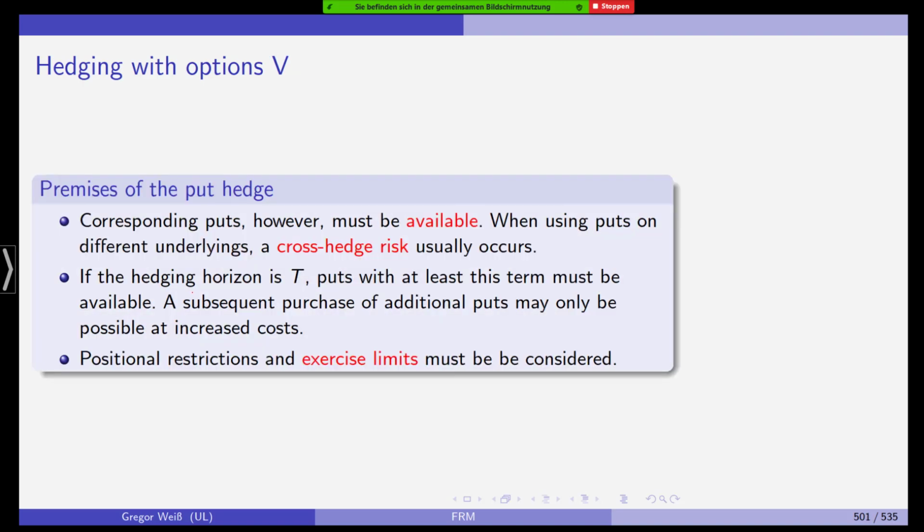What are the premises of the put hedge? You need corresponding puts. Again, if you want to hedge the stock of Daimler, you shouldn't use an option on BMW stocks, otherwise you will get a cross-hedge risk. If the hedging horizon is capital T, puts with at least this term must be available. Subsequently, if you don't have enough puts, you need to buy additional puts, and this will lead to increased costs, additional transaction costs. And positional restrictions and exercise limits must be considered.